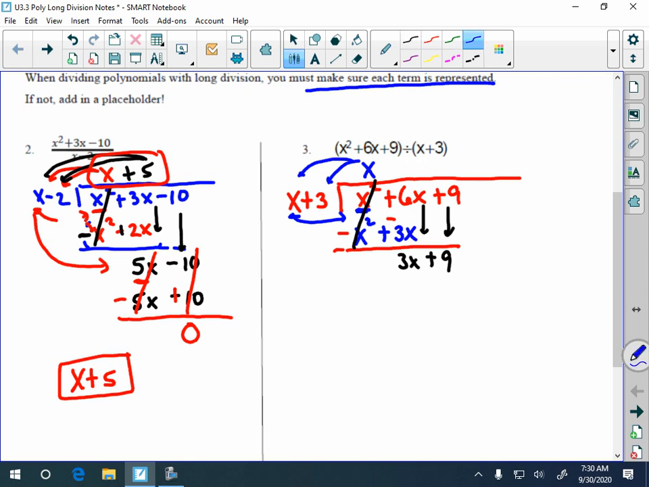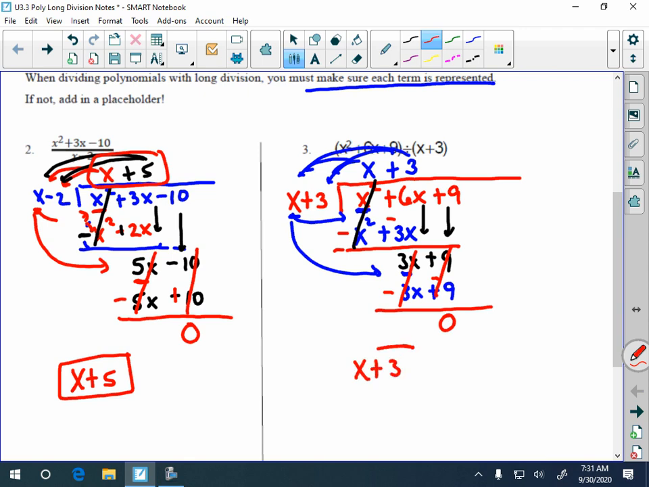Now the process starts all over again. So x times what is 3x? Well, it's 3. So we put plus 3 on top. The 3 gets distributed again, so that's 3x. And then 3 times 3 is 9. We'll draw a line underneath. Change both signs to their opposites. You're only changing the signs on the bottom, but make sure you do both of them. Add down, that's 0, and 9 plus negative 9 is also 0. So we don't have a remainder, so the answer is x plus 3.